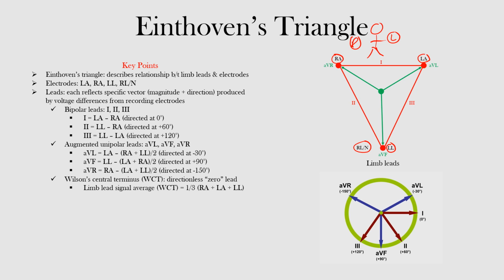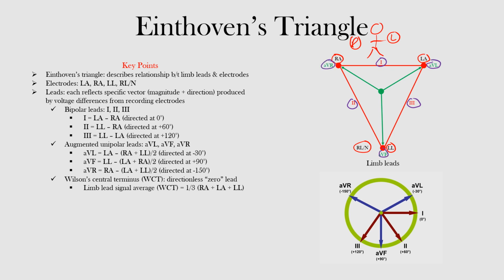So there's four there. Now by adding or subtracting the voltages from the recording electrodes, we get the magnitude and direction of each vector that is manifested in the EKG lead. The bipolar limb leads include leads 1, 2, and 3. And then the augmented unipolar leads include leads AVL, AVF, and AVR. Okay, so first we have our bipolar leads, which are lead 1, lead 2, and lead 3. And then we have the augmented unipolar leads, which are here. Here's AVL, here's AVF, and here's AVR.